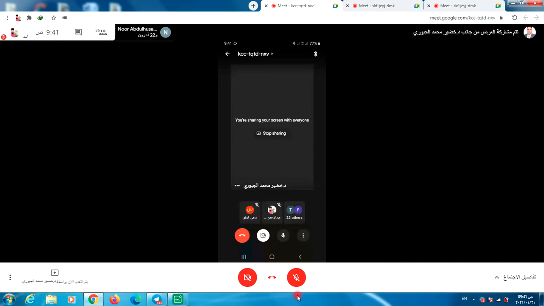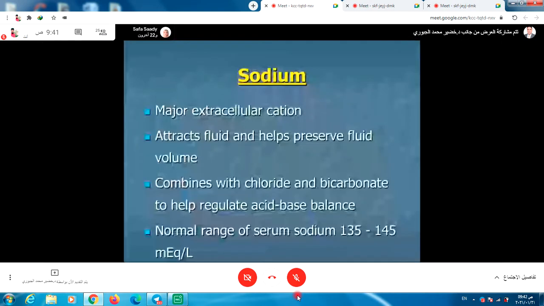Fluid and helps to preserve the fluid volume, combines with chloride and bicarbonate to help regulate acid-base balance. Normally range between 130 and 145. Hyponatremia, many types.